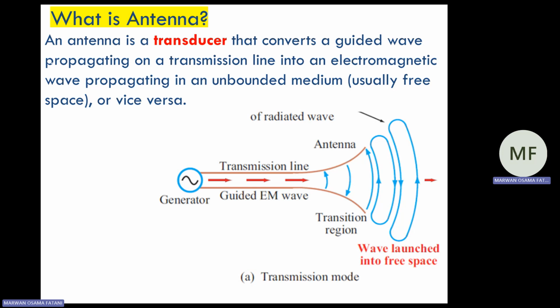To give you a better idea, you can imagine two people talking through a string and a can, where the string is like the cable, and the open air is where the sound waves travel freely. So we are taking the signals being transmitted through the guided electromagnetic wave, and the antenna is going to direct this wave into the air. The antenna is a transducer that converts a guided wave propagating on a transmission line into an electromagnetic wave propagation.